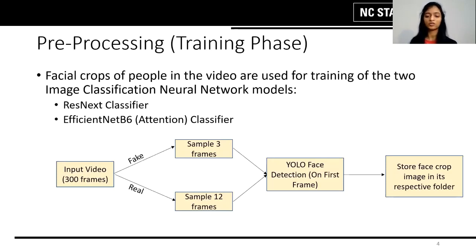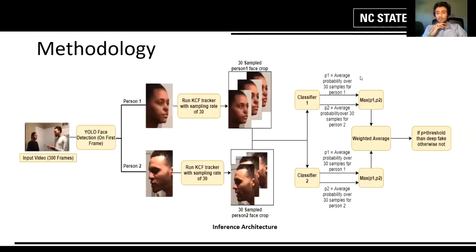YOLO, which is an acronym for You Only Look Once, is a real-time object detector. It is fast as well as accurate because it contains a 106 fully convolutional layer architecture. The face detected by YOLO is later cropped and stored in their respective folders. This gives rise to about 414,000 images as the training set, which amounts to 2.5 GB of data, and 50,000 validation images. These images are given as input to the classification models, that is the ResNeXt classifier, as well as the EfficientNet V6 attention classifier.